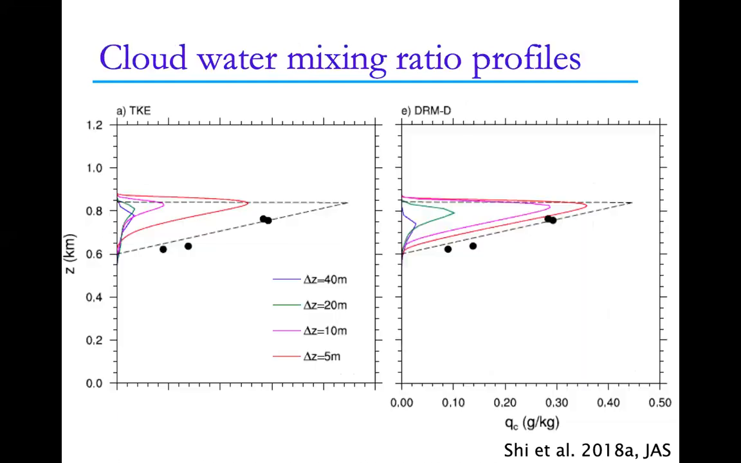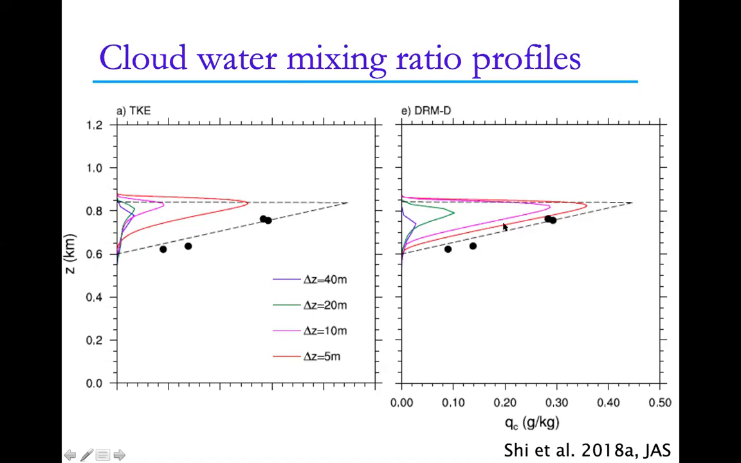So here's a vertical profile through the cloud with TKE on the left, DRM on the right again. And so this is cloud water mixing ratio as a function of height. The initial conditions in the simulation are the dashed black line, and the circles here are the observations. So again, this is showing different resolutions. The TKE closure isn't able to maintain all of the cloud water. And so you see it's really underpredicting compared to the observations here.